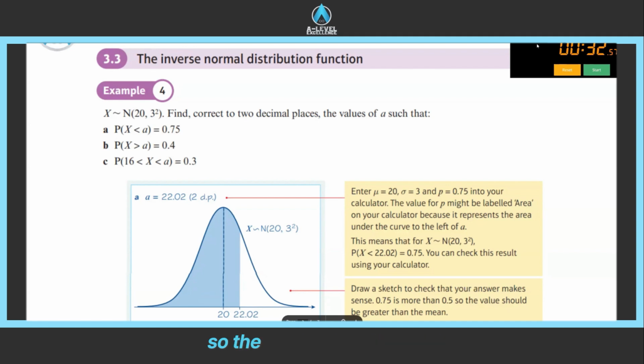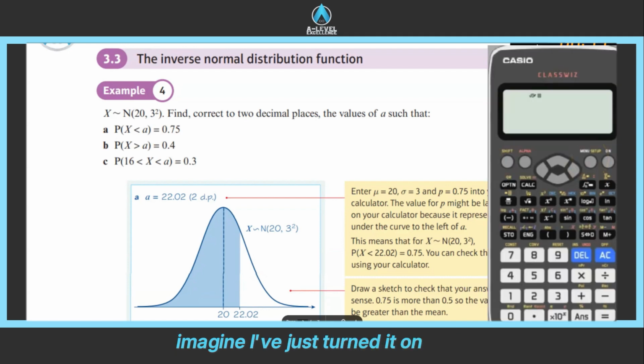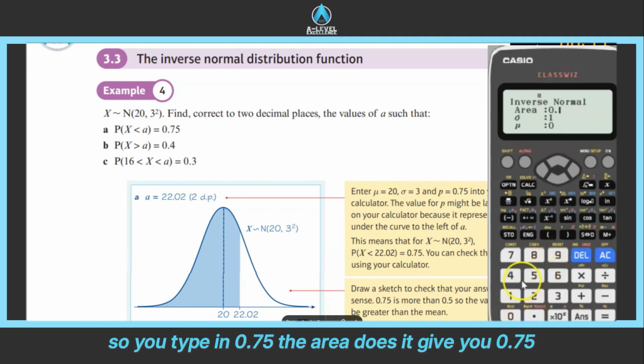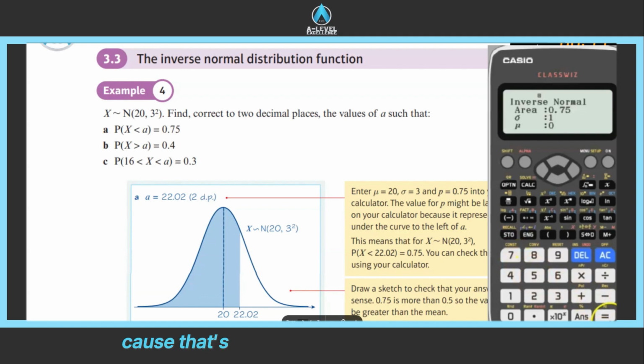Yeah, so for area it's 0.75. All right, hold up. If I was a student, I'd say, where am I getting area from? You need to tell me exactly what to type in. Imagine I've just turned it on. What do I do? Oh, so like how to get to the menu bit. Exactly. Okay, so you press the menu setup button and then you press 7 and then 3 for inverse normal. Yeah, brilliant. So there's inverse normal. Okay, I'm on that screen now. What do I type in next? So you type in 0.75 for the area because it gives you that in the question. Yep, great, because that's the probability.